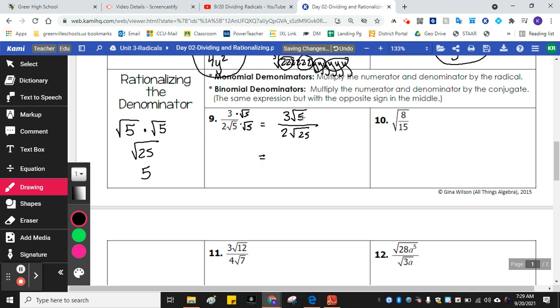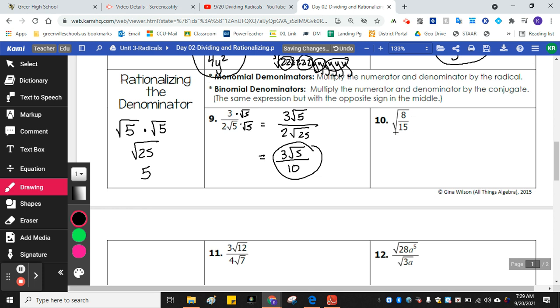And then we have 3 square root of 5. Then we know the square root of 25 is 5, or every 2, 1 comes out. And that 5 and the 2 are going to multiply, so 5 times 2 gives me 10. And then the last thing you need to check is anything I can simplify. 3 and 10, can I simplify that? No. That's your answer.